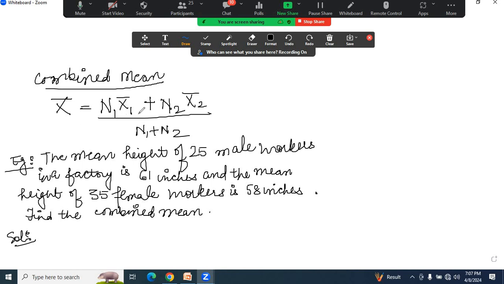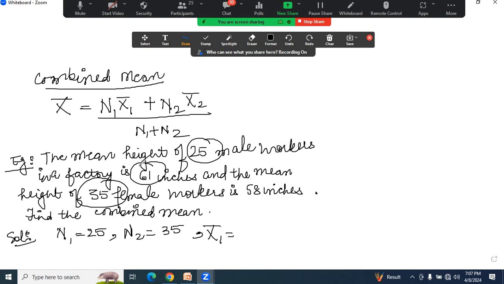So we need to find n1, x1 bar, n2, x2 bar, n1 plus n2. All this information we have here. n1 is 25, n2 is 35, x1 bar is 61, x2 bar is 58. All information is readily available, we just need to put it in the formula, that's it.